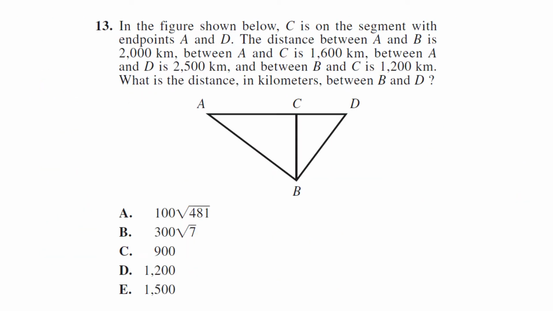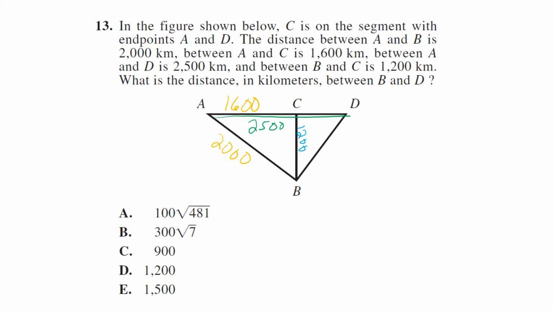In the figure shown below, C is on the segment with endpoints A, D. The distance between A and B is 2,000, so this is 2,000 between A and B. The distance between A and C is 1,600, so this is 1,600. Between A and D is 2,500, so all of this is 2,500. And between B and C is 1,200. Okay, so now we know that this is 1,200.